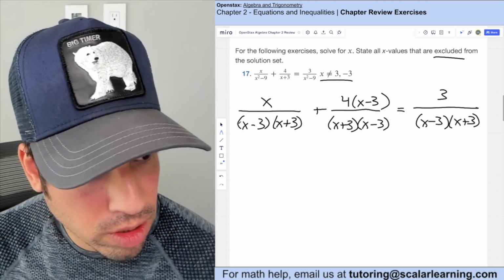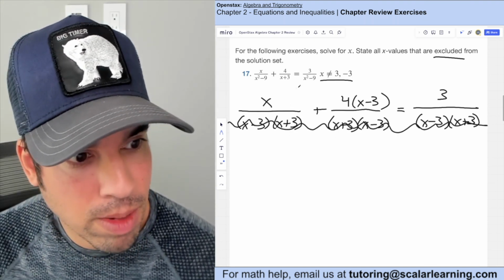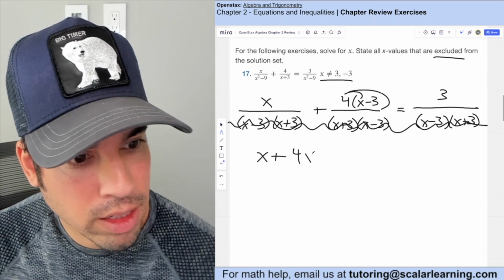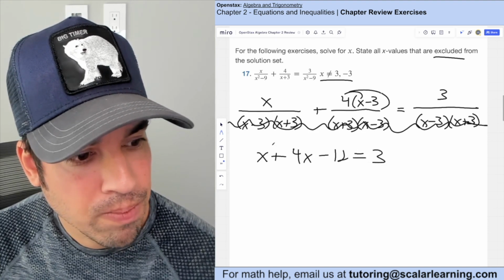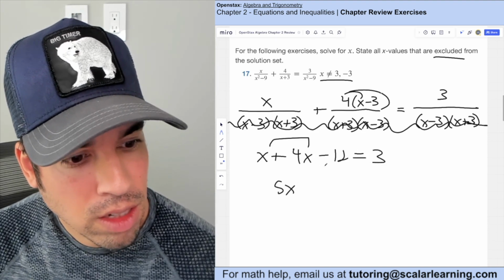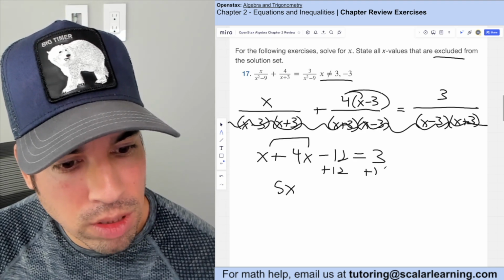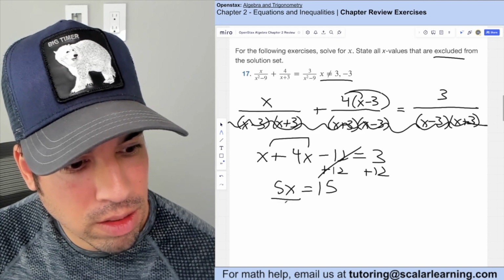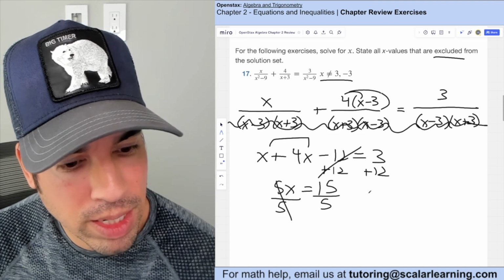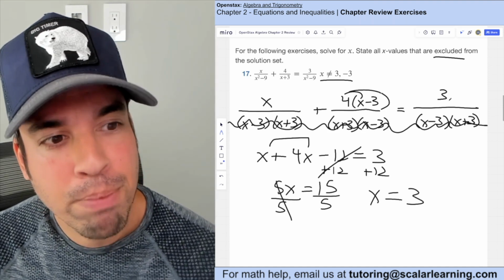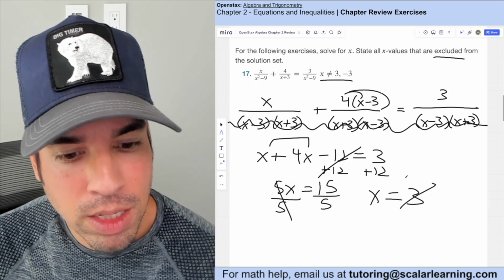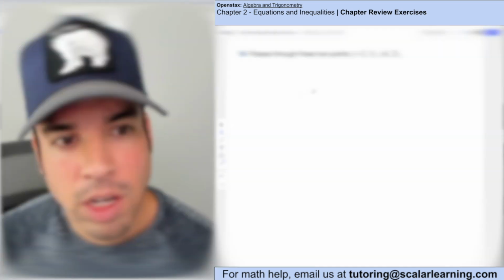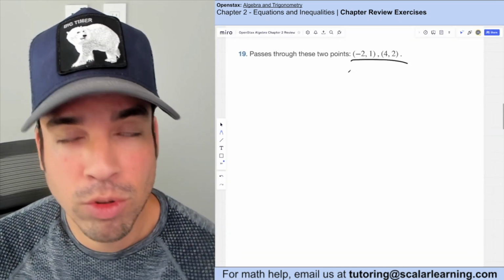Now, when all the denominators are the same, you can basically go like this and just cancel them out. And now we get a really nice equation. We got x plus, let's go ahead and distribute this, 4x minus 12 equals 3. Combine like terms, that's 5x. Simultaneously, let's add 12 to both sides just to save a little space. 5x equals 3 plus 12, which is 15. Last but not least, let's divide both sides by 5. Boom, and we get x equals 3. But that is one of the excluded values, which means that is not a viable solution, which means there is no solution. Done.